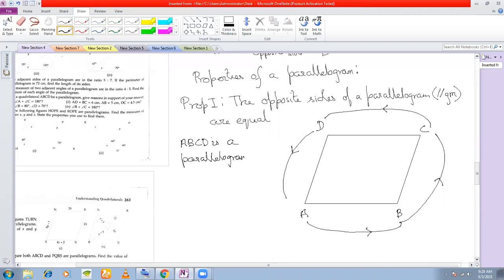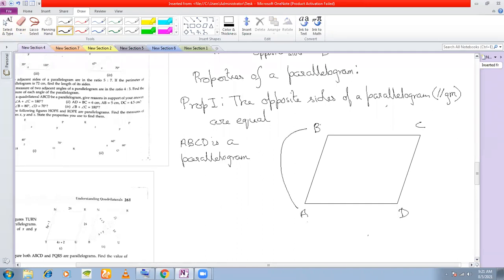When you are answering your questions, always try to name the parallelogram in this manner, ABCD, either in the anti-clockwise manner, or you can give it in the clockwise manner also. You can give it in this way also. This is clockwise. Okay, clear? So whichever way you are giving it, you will call it ABCD as a parallelogram.